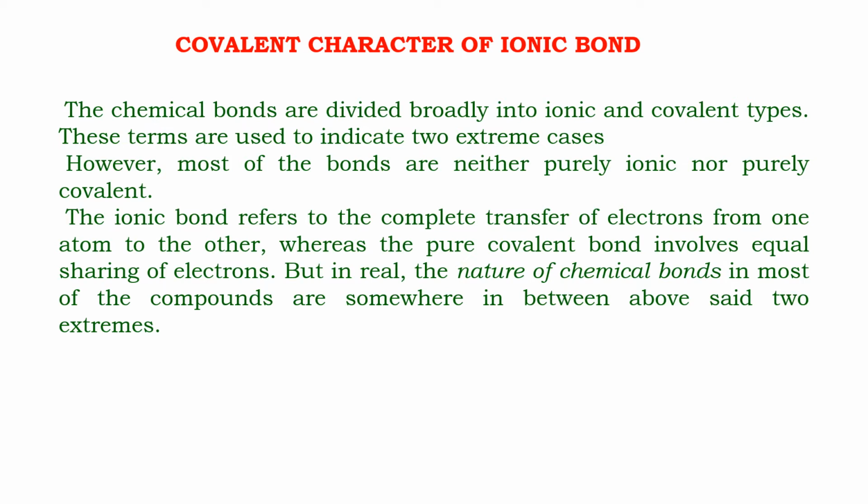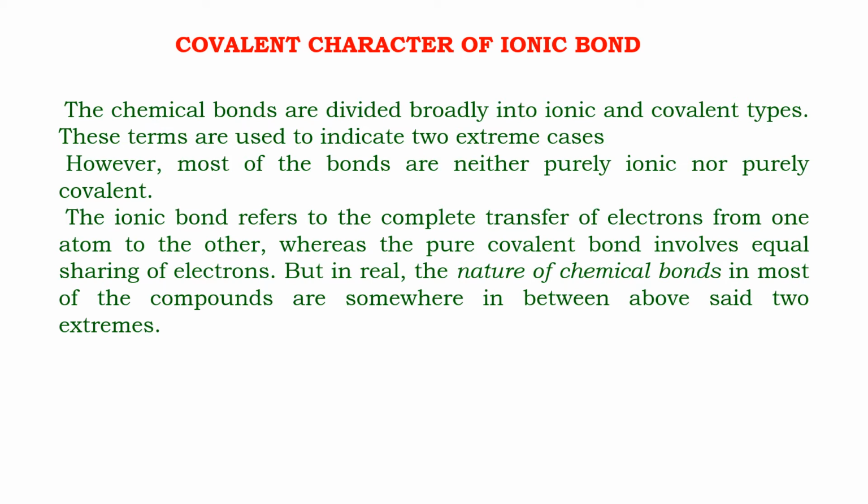We had our discussion about covalent bond and ionic bond. Basically, compounds are divided into two: ionic compounds and covalent compounds. And we may expect almost all compounds to be 100% ionic or 100% covalent. But it is observed that many of the bonds are neither purely ionic nor covalent.